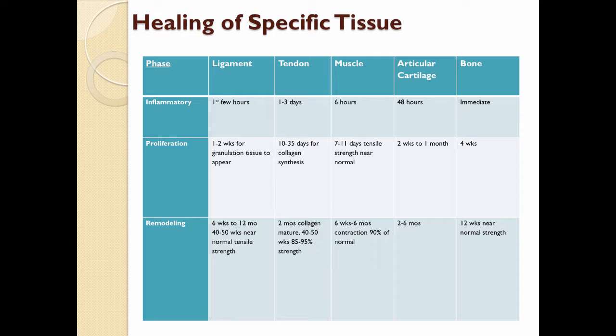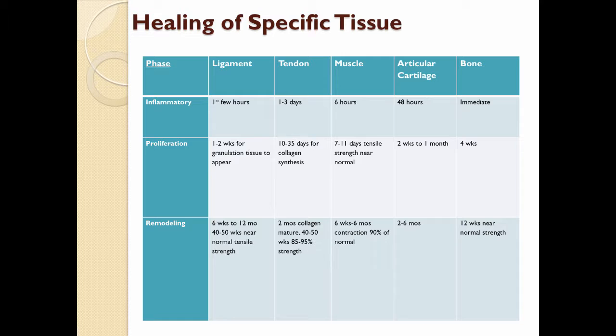So let's look at how ligament will progress through the three phases here. The ligament begins the inflammatory phase in the first few hours, moves on to the proliferation phase in the first couple of weeks, and then the remodeling phase may take quite a while here. From 6 weeks to 12 months, about 40 to 50 weeks, it is back to more normal tensile strength.